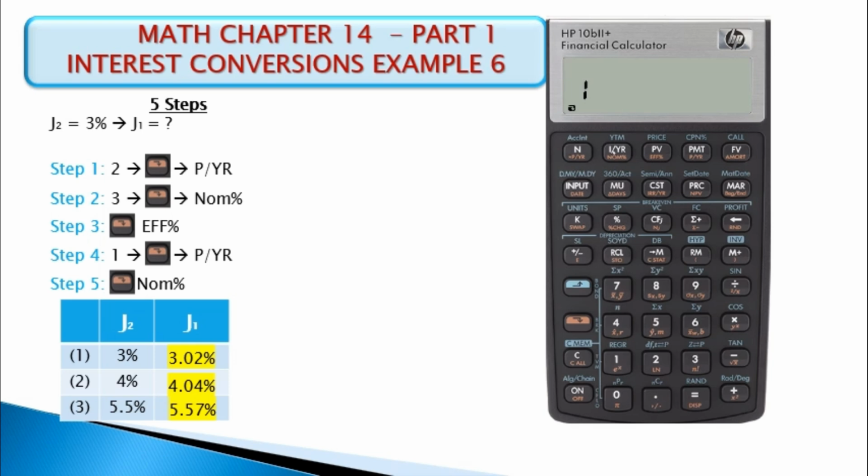And the final answer, that's equal to J2 equal 3. Let's do another one. Let's say we have J2 equal 4. How much is that in J1s? Okay, so again, clear. What's J2 equal 4?